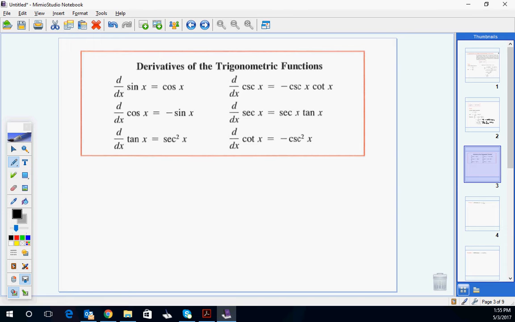So you've got derivative of sine is cos, derivative of cosine is negative sine, derivative of tangent is secant squared. Derivative of cotangent is negative cosecant squared, so the only change there is it's a negative with the flip. Secant x is secant tan x. Cosecant x is negative cosecant cotan x. Like I said, you don't have to write all these down. You can if you want. They're in your formula sheet. So I'm just going to try to go quickly since we have a short period.